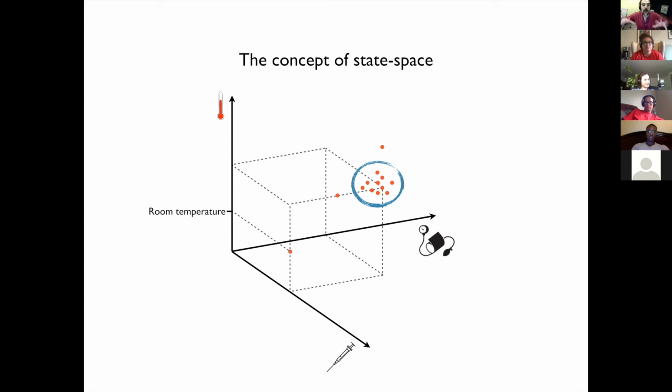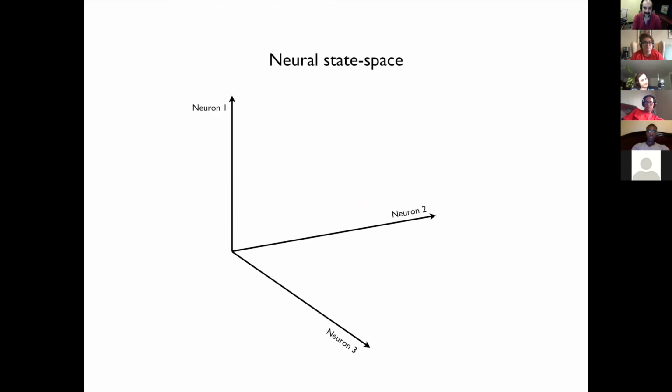So basically, parts of that space are places where life is not possible. So life is constrained in a subspace of that space. These are the things that you can do with a state space. So with a state space, you can make up a neural state space. You can make neuron 1 one dimension, neuron 2 another dimension, neuron 3 another dimension.